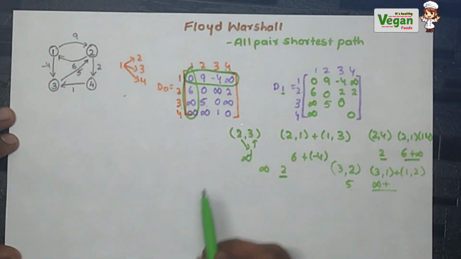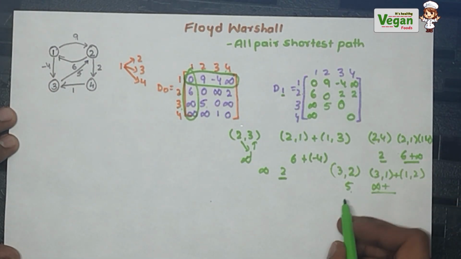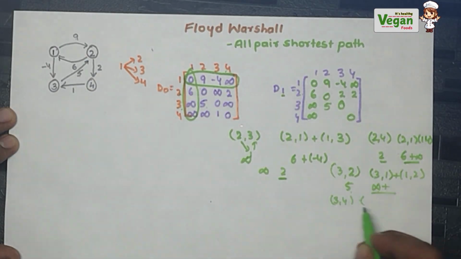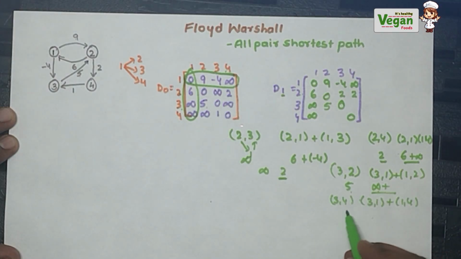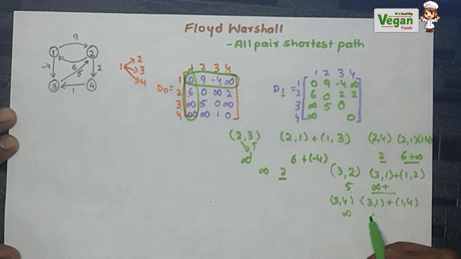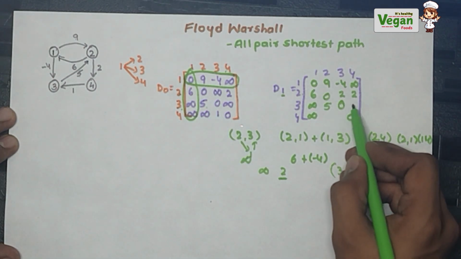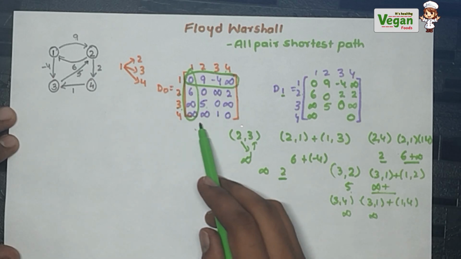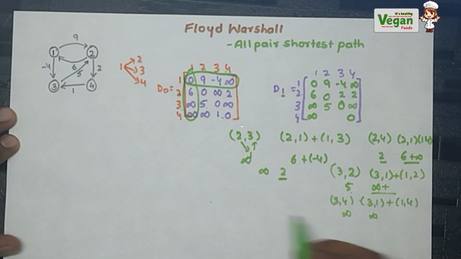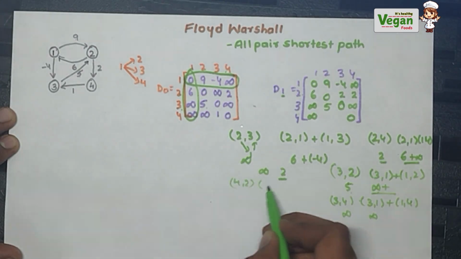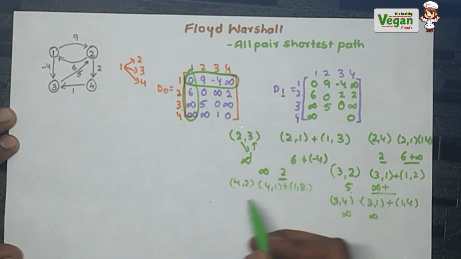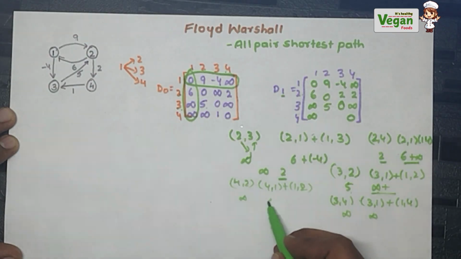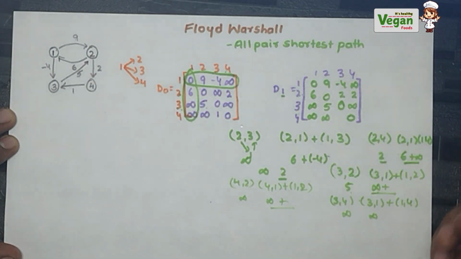Now next step, 3, 4 you must find. While finding 3, 4, it is 3, 1 plus 1, 4. So 3 comma 4 value is infinity, 3 comma 1 value is infinity. So both are infinity, so you can write infinity only. Next you must find for 4 comma 2. So 4 comma 1 plus 1 comma 2. 4 comma 2 value is infinity, 4 comma 1 value is infinity. If you add anything to infinity, it will be infinity only. So you can write infinity directly.